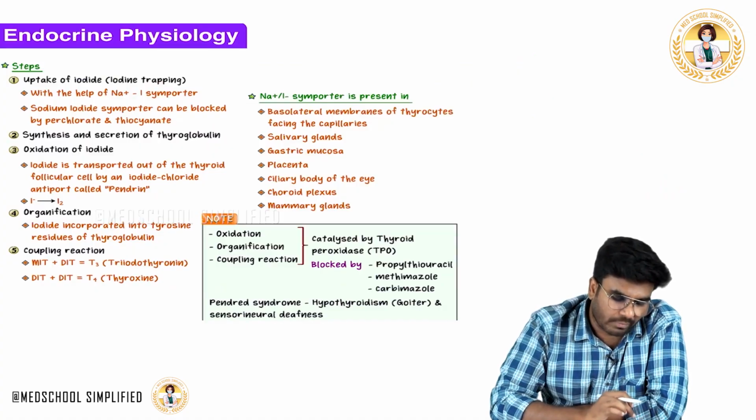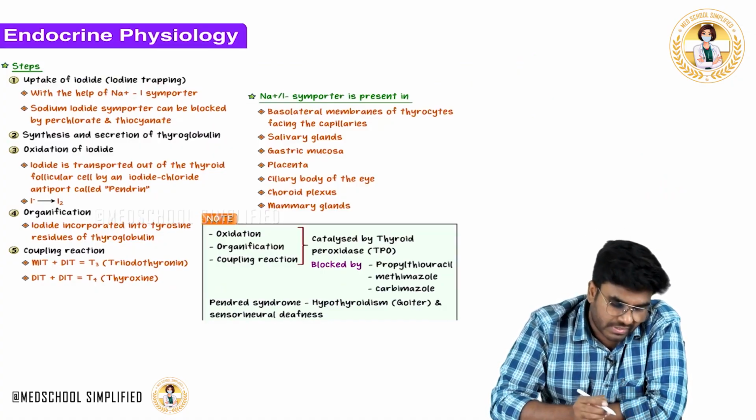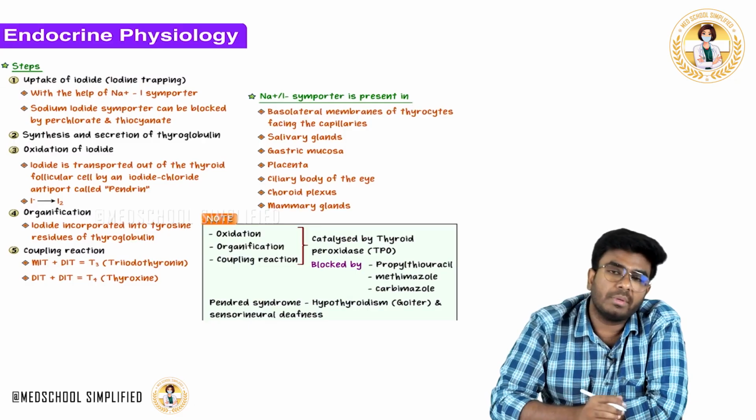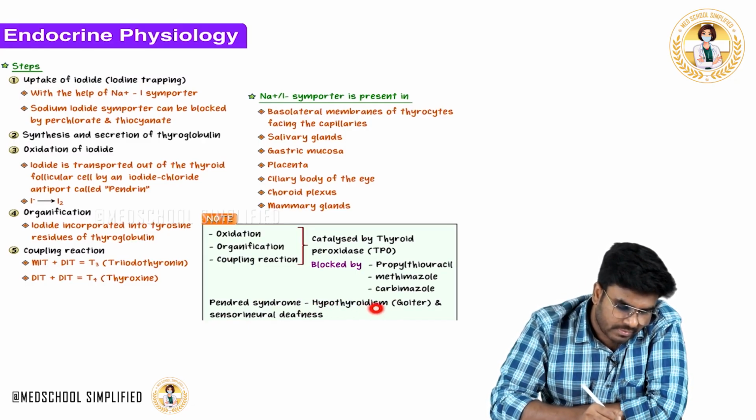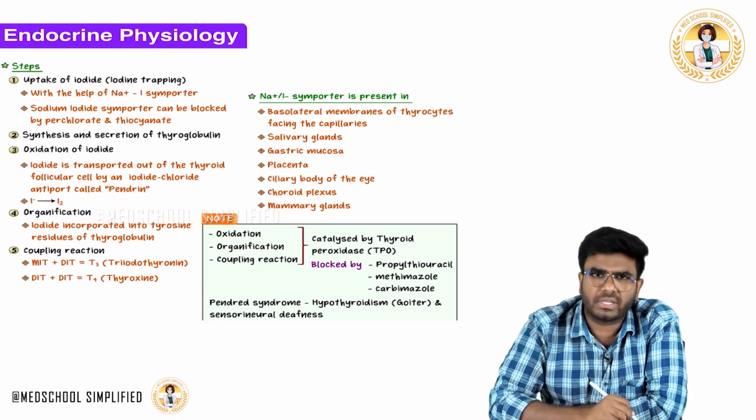So, by birth itself, this baby is not having enough iodine, so the baby is not having the thyroid hormone. So the baby is going into hypothyroidism. This baby is suffering with congenital hypothyroidism, and goiter is there.